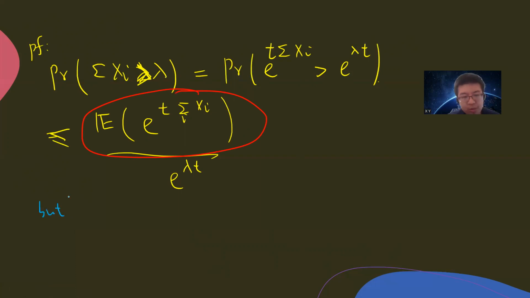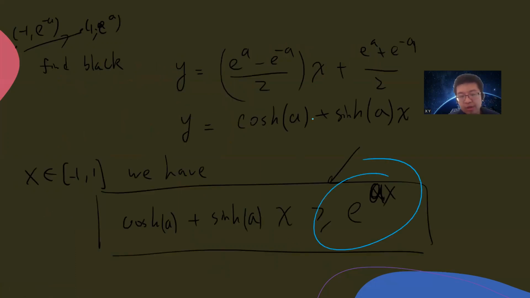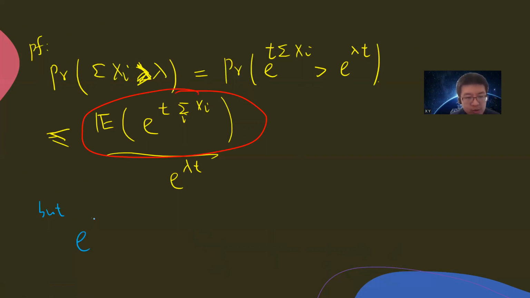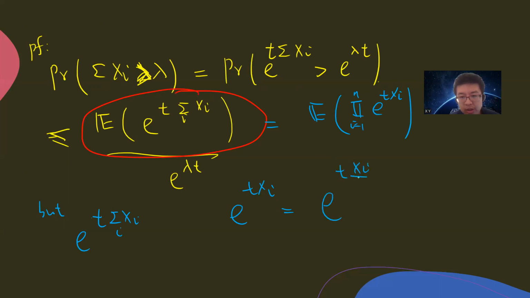But remember that we have this powerful lemma, right? So we can write exponential of t times the sum of xi as the product, i from 1 to n, of exponential of t xi. For each exponential of t xi, I can write it as exponential of t li times xi divided by li, because li are just some factors. But this will force xi divided by li to be 1 or minus 1. So I can use this as our x and t li as our a, and apply our lemma.